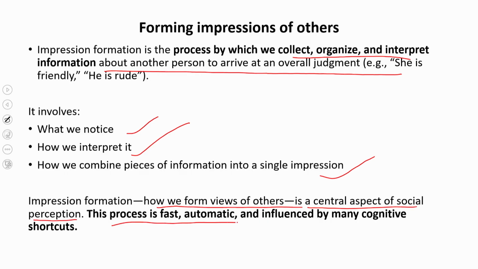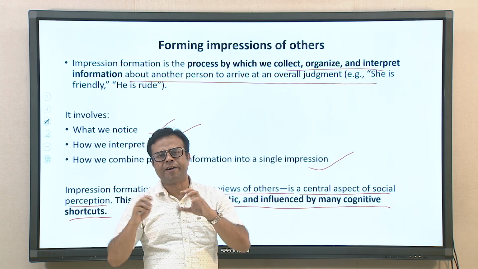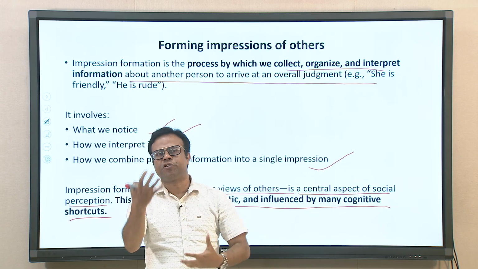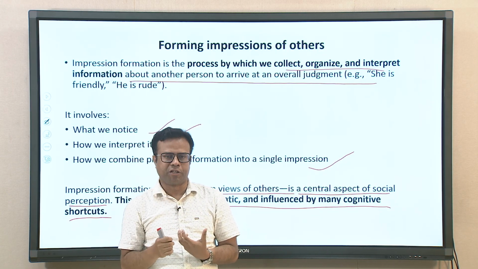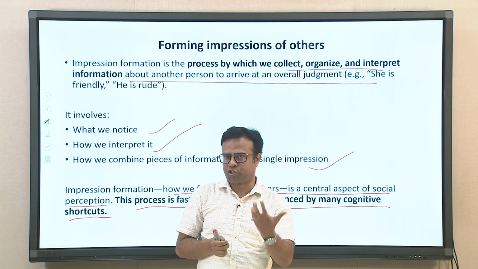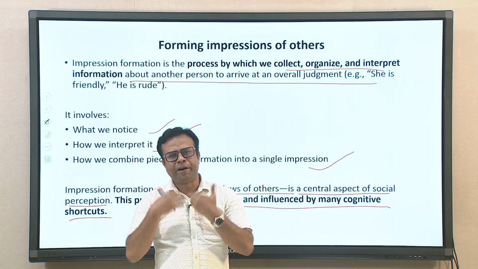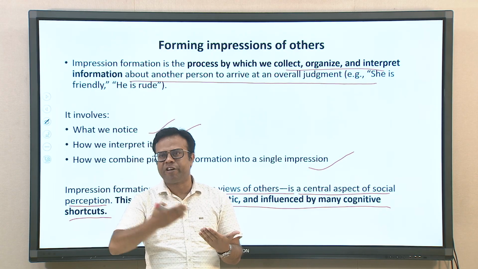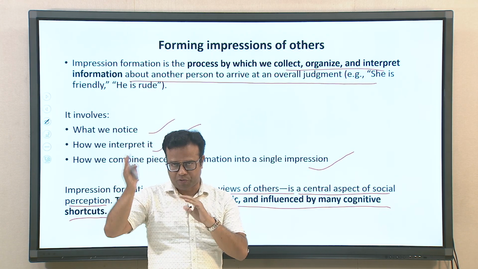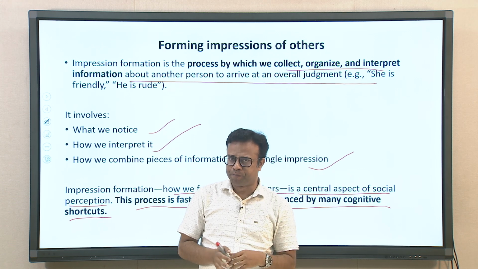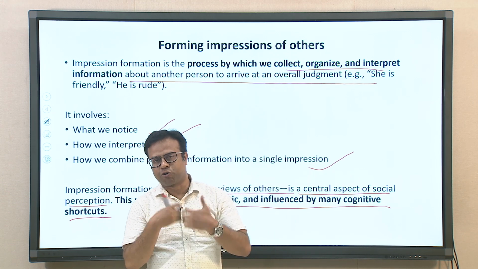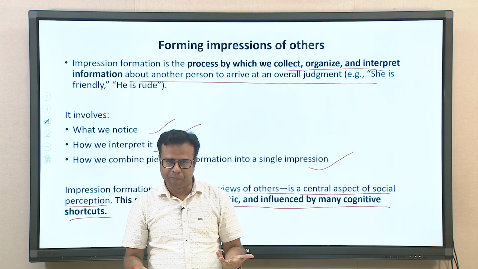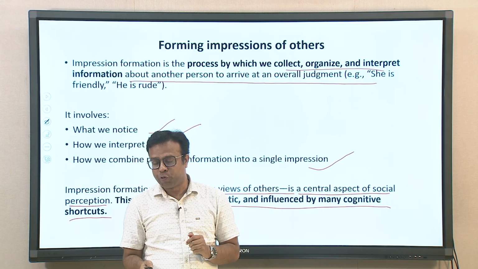This process is fast, automatic and influenced by many cognitive shortcuts. The views we form about another person are a very central idea in social perception, because all the time we make impressions about the characteristics of other people. In the real world this process is very fast. We do not calculate a lot of things. Many times it is very automatic, and we take cognitive shortcuts or thought processes to arrive at a judgment. We notice something and we make a judgment about people. That is very important to understand: this could be a very fast, automatic process.